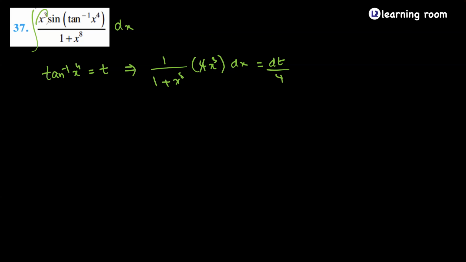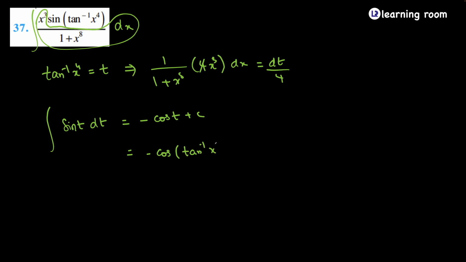So observe x cube divided by 1 plus x power 8 times dx is going to be dt, and sine of this will become t. So the integral of sine t dt is going to be minus cos t plus c, or it is minus cos of t, where t is tan inverse of x power 4, plus c. This will be the answer. Yes, so dt by 4. So there is no dt by 4 here; you will have a 4 here, and here also you have a 4. So minus cos of tan inverse of x power 4 divided by 4 plus c.